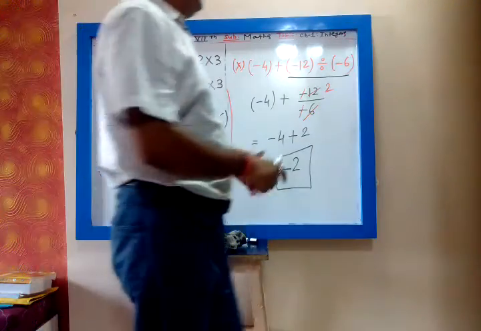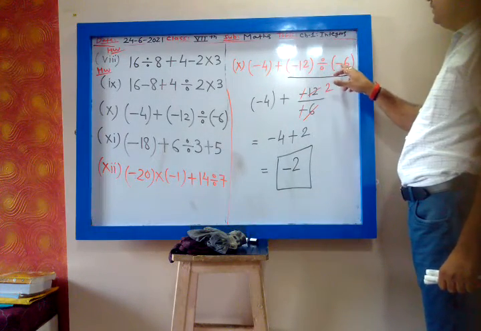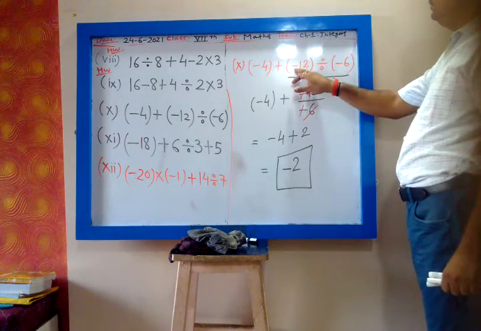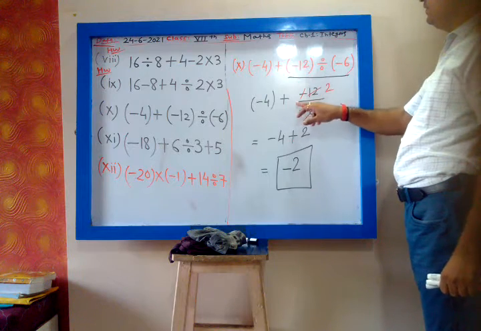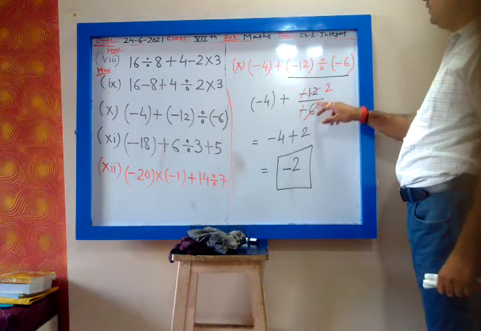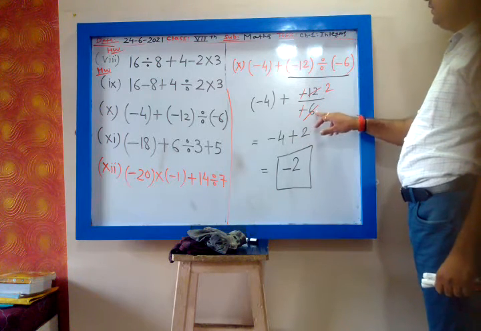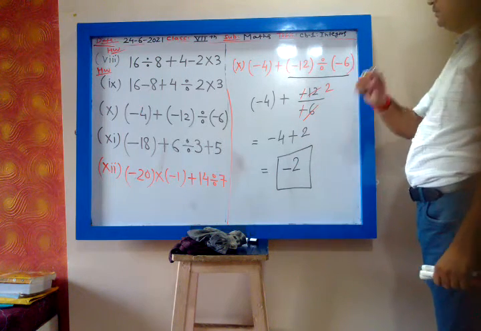So in this it is minus 12 divided by minus 6. Minus upon minus will be plus. 12 divided by 6, I can cancel. 6 2s are 12. Minus upon minus will be plus. 6 2s are 12. So it will be plus 2.